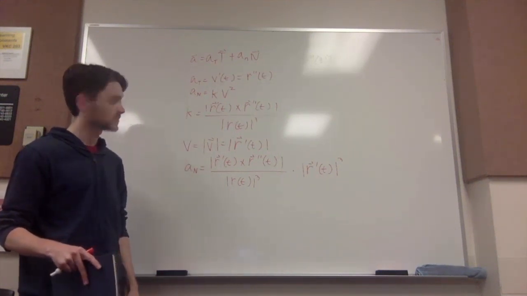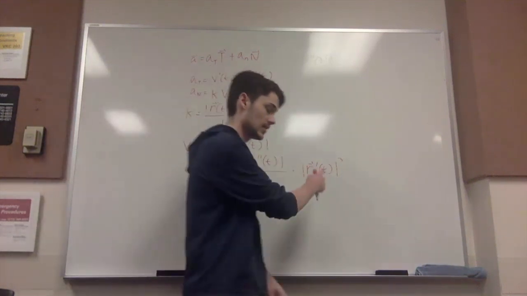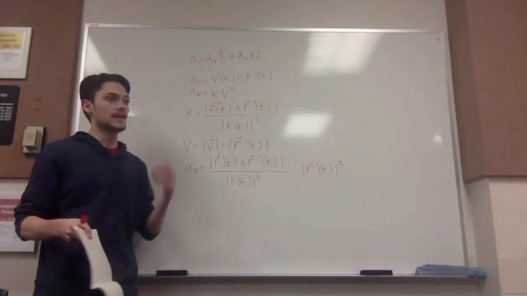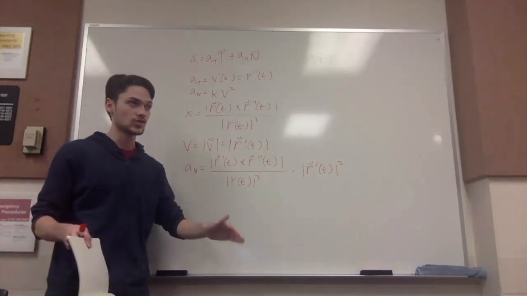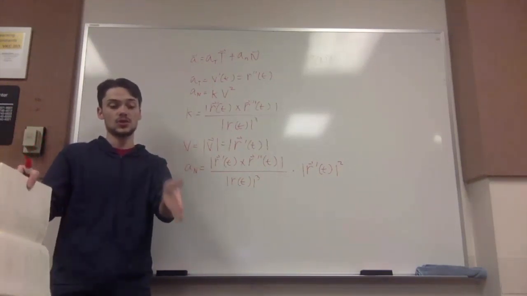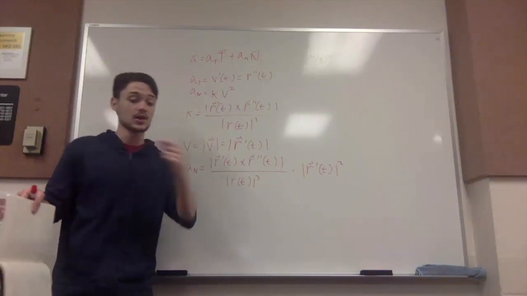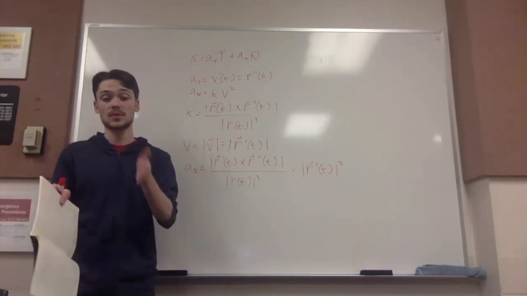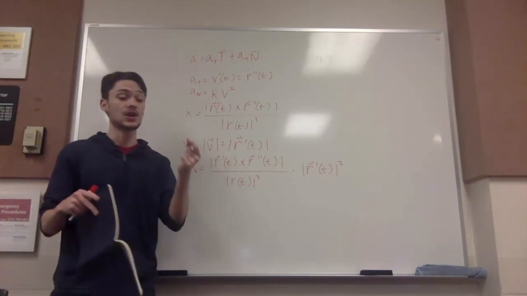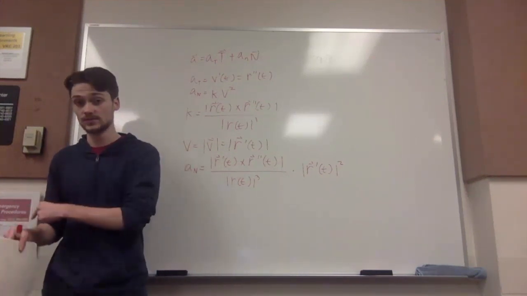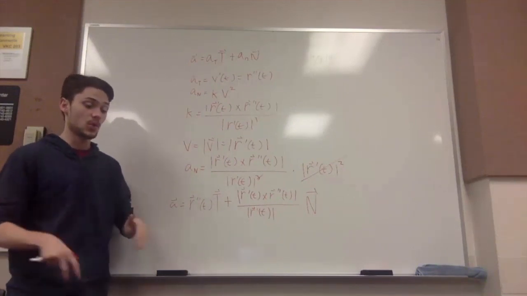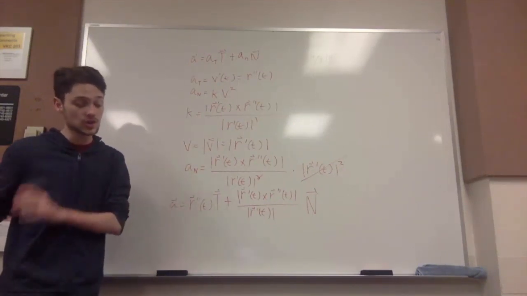I got that wrong. Sorry. This is supposed to be squared, not cubed. So, we finally get that the acceleration in the normal direction is given by the magnitude of r prime of t cross r double prime of t over the magnitude of r prime of t cubed times r prime of t squared.